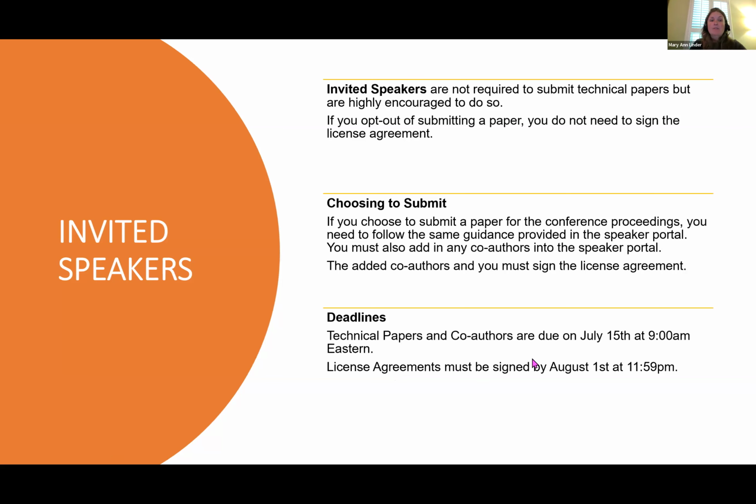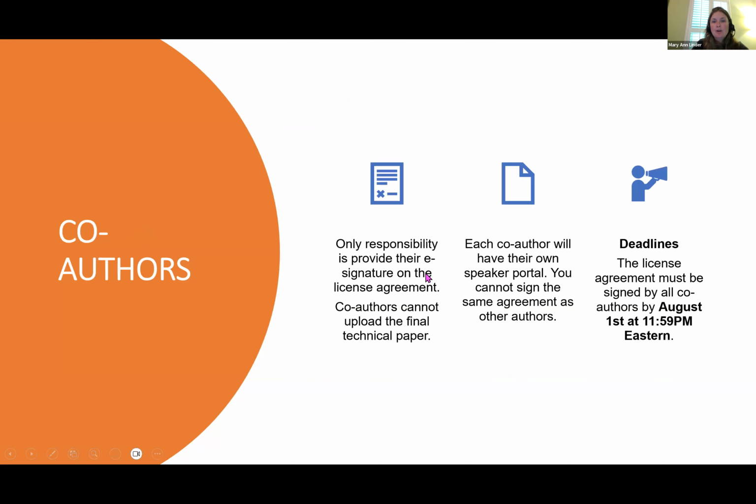So this is kind of all that invited speakers have to do, and then show up for all the trainings. Co-authors. Co-authors have a very easy life. They just need to sign that license agreement in the speaker portal. That's it. They cannot upload the final paper, and you as the primary author can't send anyone anything. We must have their name accurately in the speaker portal, and they must sign the agreement by August 1st.